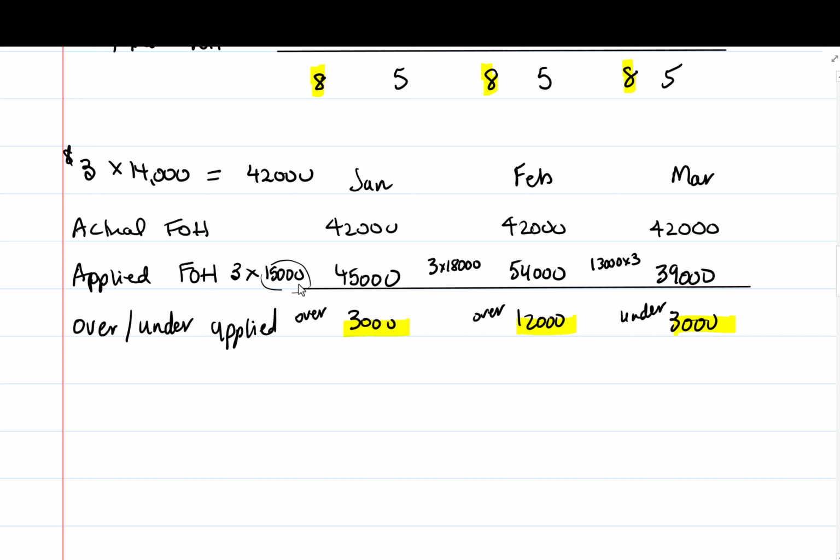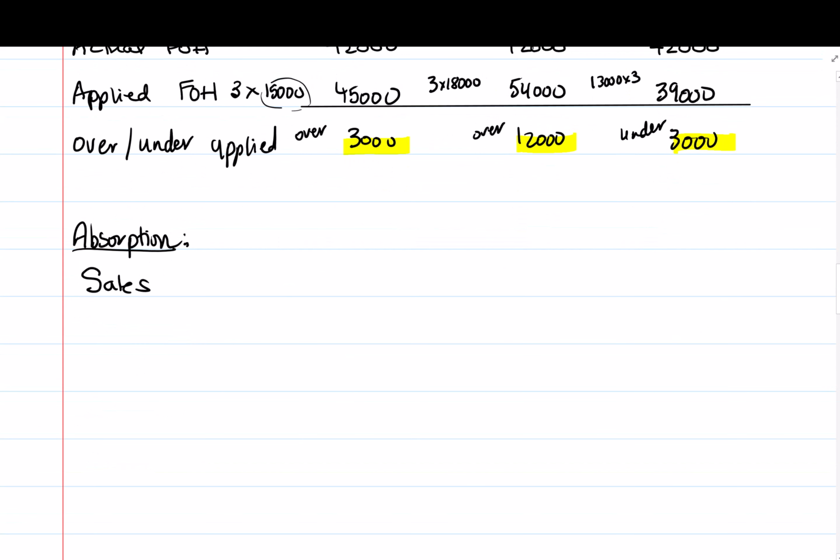All right, so let's actually get to the income statements. So under absorption, we're going to do sales, and we will then subtract our cost of goods sold. So sales, and I'm going to do them all together, January, February, March.